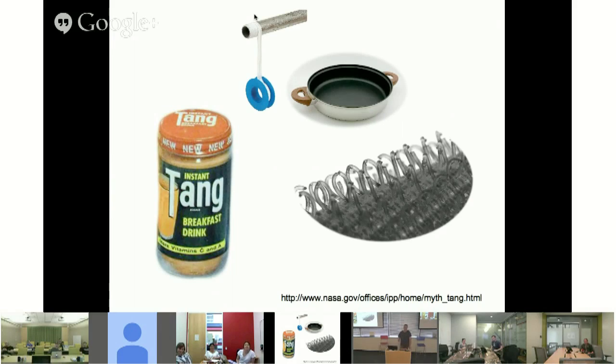So if what you want is a prosthetic arm, or to put somebody on the moon, or to build a fighter jet, that is what you do.